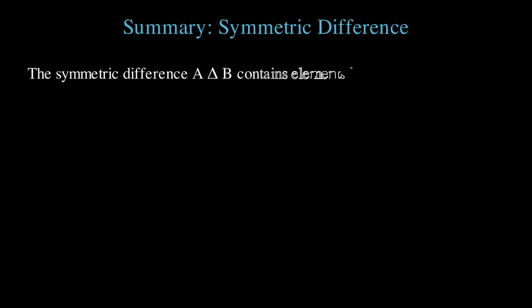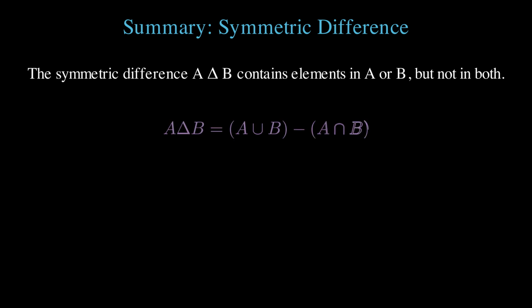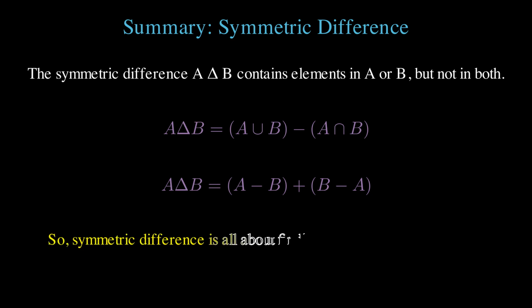Let's summarize what we've learned. The symmetric difference of two sets, A delta B, contains all the elements that are in either A or B, but not in both. One way to calculate the symmetric difference is by taking the union of A and B and subtracting their intersection. Another way is to take the elements in A that are not in B, add them to the elements in B that are not in A. So, symmetric difference is all about finding what's unique to each set.